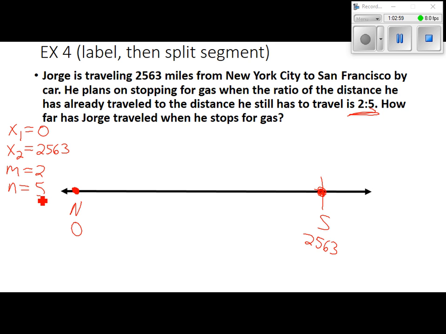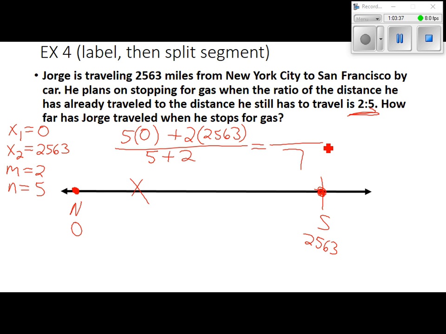So 2/5. We're trying to figure out he's going to stop somewhere 2/5 of the distance in here. 2/5 should be 2 parts on this side compared to 5 parts on that side. So we shouldn't be very far out there. Maybe something like that. Just giving the estimate. Now we're going to plug into the formula. N is 5 times x1 is 0. Well, that's hard to do. Plus M is 2 times X2, which is 2,563, over M plus N, which is 5 plus 2, which is just 7, right?